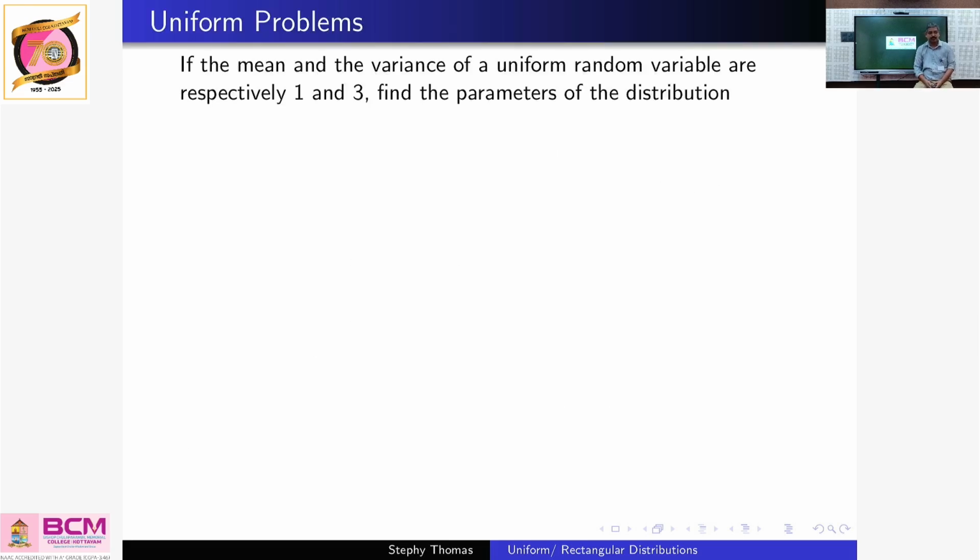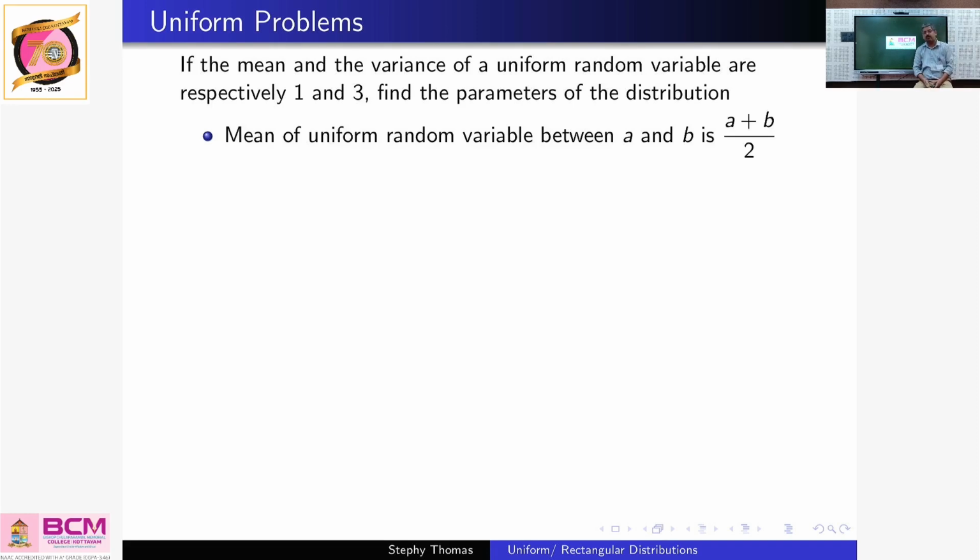Now we will see some of the basic applications of this uniform distribution. If the mean and the variance of a uniform random variable are respectively 2 and 25 by 3, find the parameters of the distribution. If you find the parameters of the distribution, we can find any probability associated with the distribution. The mean of a random variable between a and b is a plus b divided by 2, and the variance is equal to b minus a the whole square divided by 12.